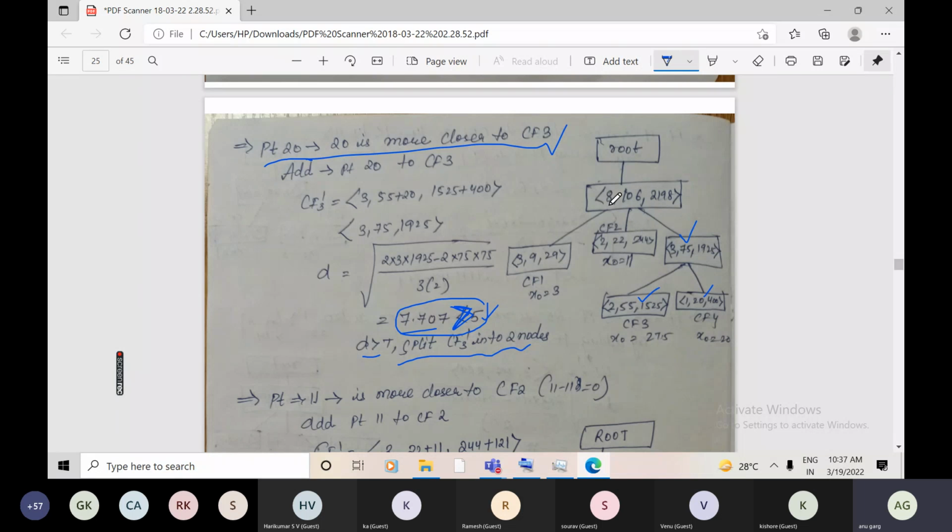And you keep on increasing your parent node. Now how many points have come in total? 3, 4, 5 plus 3, 8. So here in total 8.